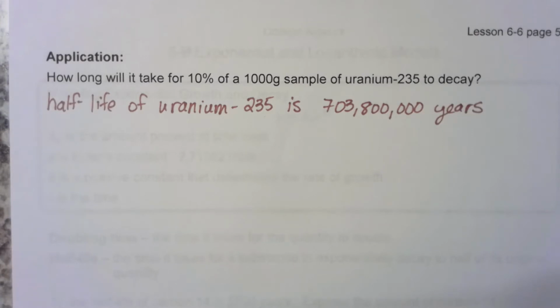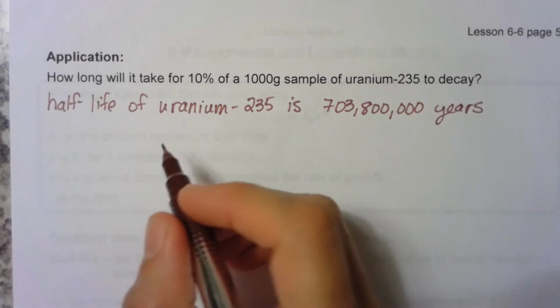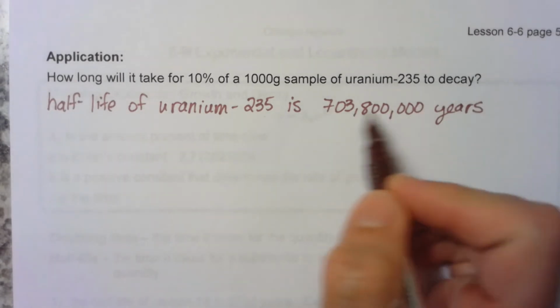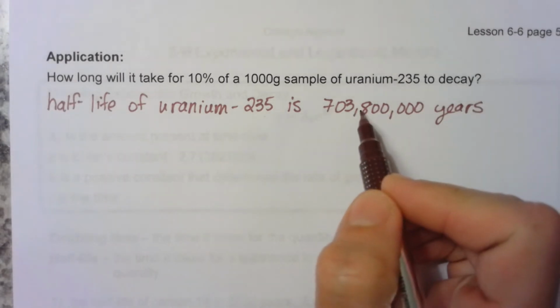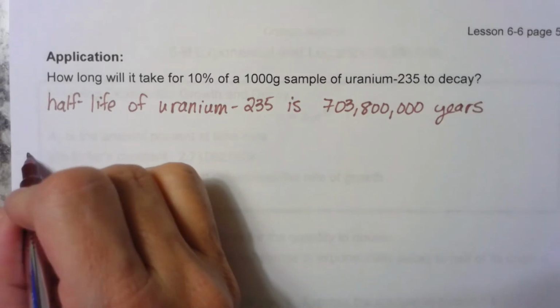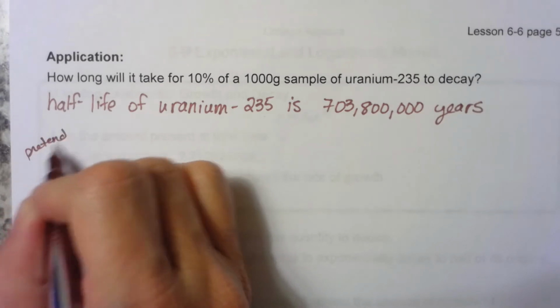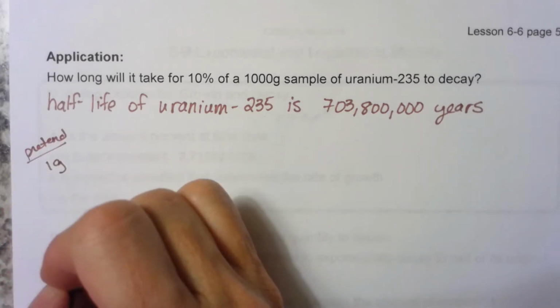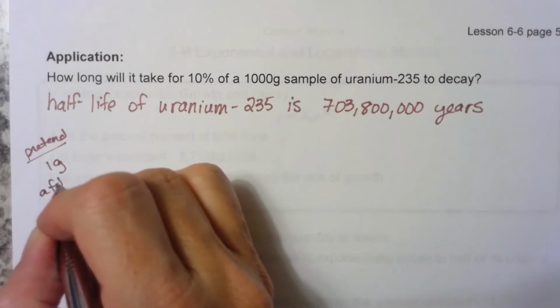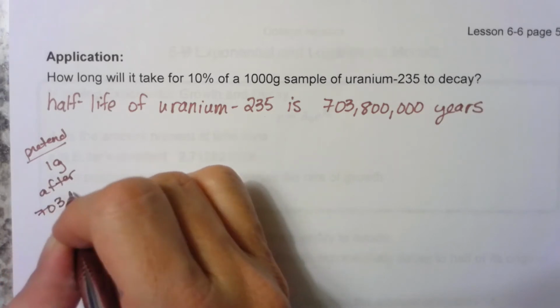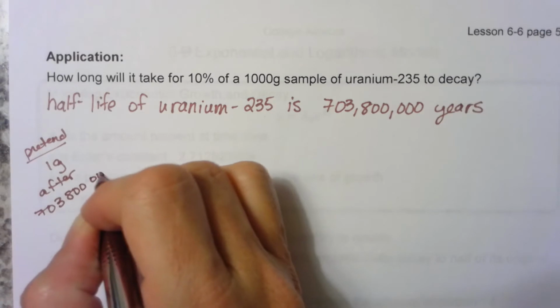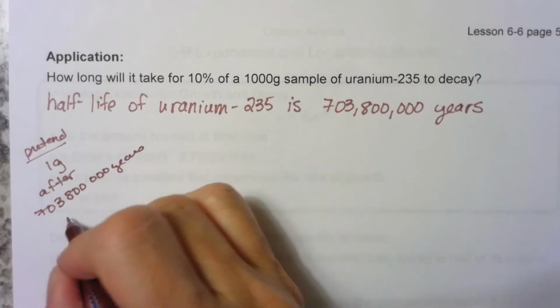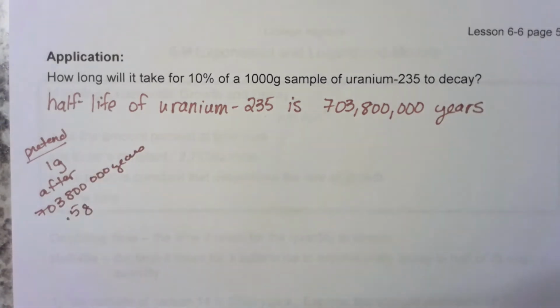So, we use that information to calculate the rate of decay. So let's do that before we do anything else. We know that it takes this long for half of it to go away. Well, let's pretend that at the beginning of time there was only 1 gram. So after 703,800,000 years, wouldn't there only be half a gram left? So we could use that information to find our rate of decay.